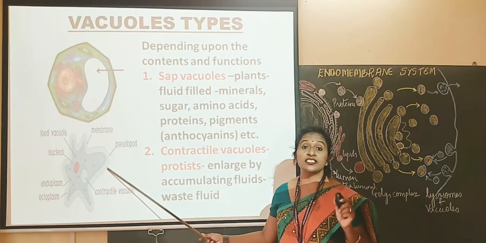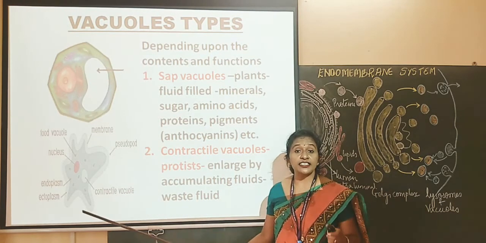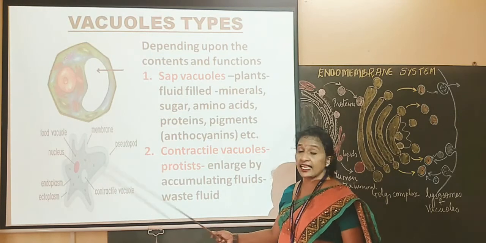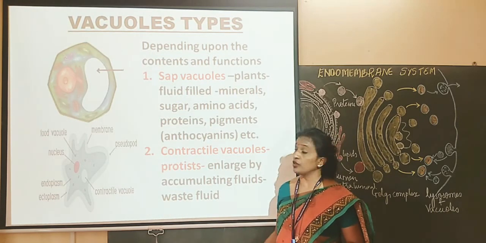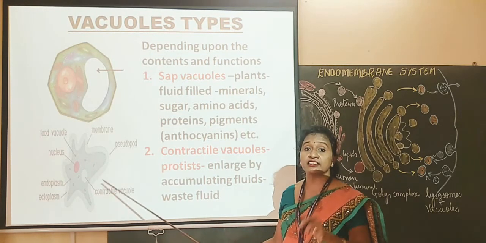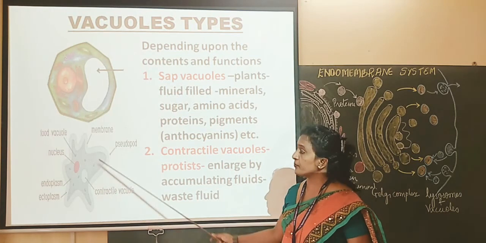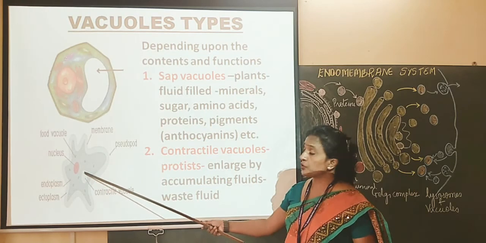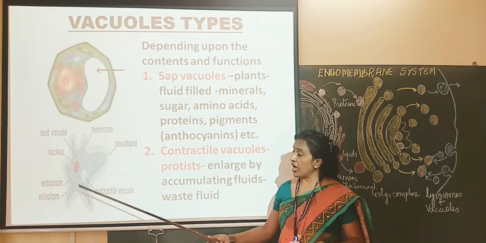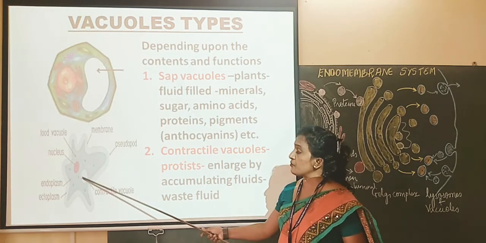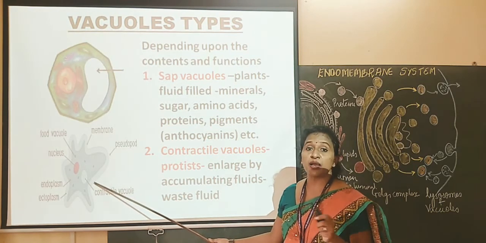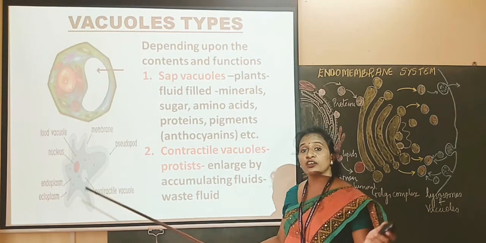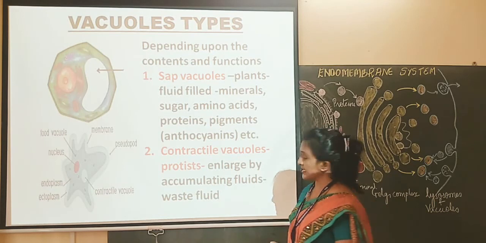Contractile vacuoles are present in most protozoan members. One example is amoeba. If the water content is more inside the cell, these contractile vacuoles will get filled with that extra amount of water present inside the cell. And this water will be thrown out of the cell after fusion of the vacuole with the plasma membrane. This way the water will be released out of the cell.